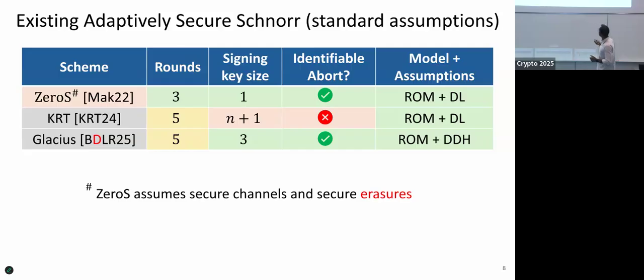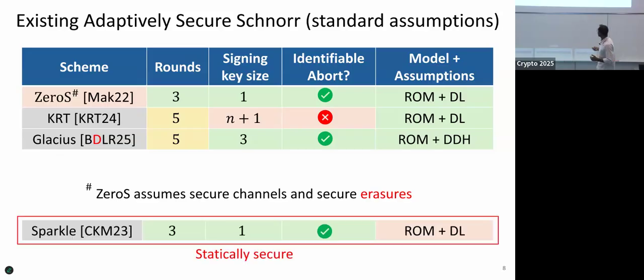So we know how to design adaptively secure threshold Schnorr, which takes 5 rounds, and whose security is based on the DDH assumption in the random oracle model. In the static security setting, we can design a protocol that takes only 3 rounds, assuming standard assumptions. We also have 2-round protocols, but we'll hear about them in one of the later talks.